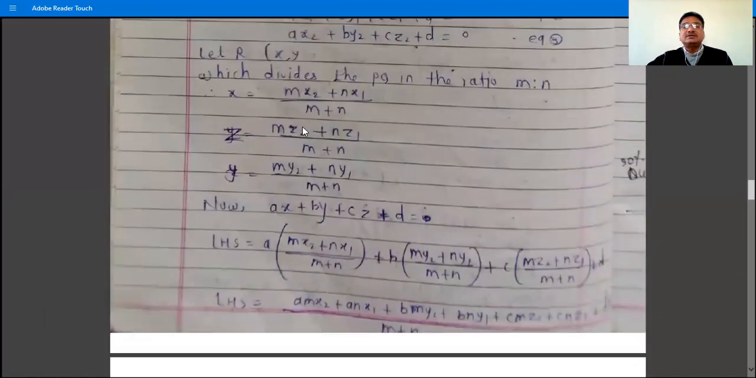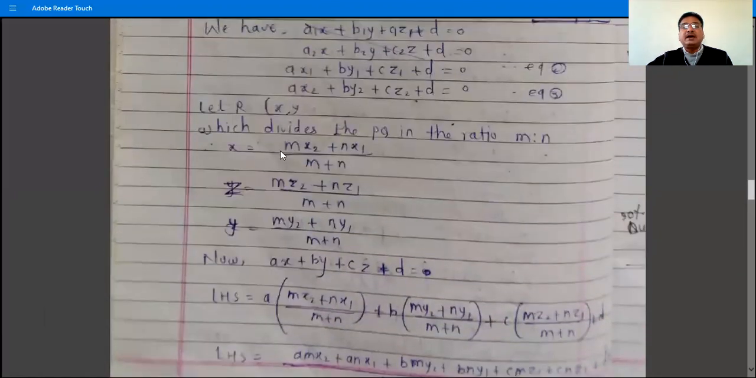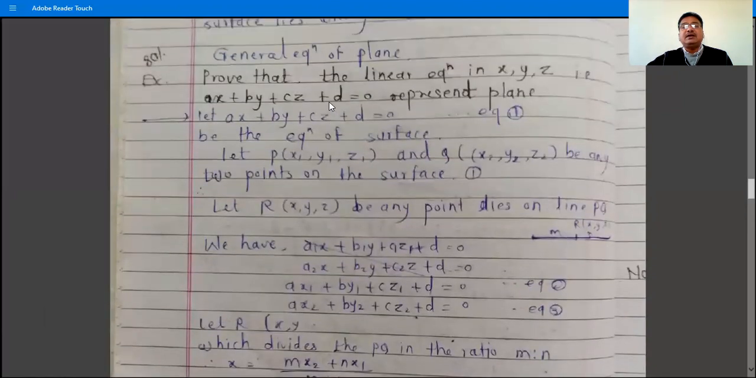That is, the coordinate of point R satisfies the equation ax plus by plus cz plus d equal to 0, which means point R lies on this surface, and R is any point on the line PQ. So we say every point of line PQ lies on surface 1, meaning line PQ wholly lies on the surface, equation number 1, and hence equation number 1 represents a plane.